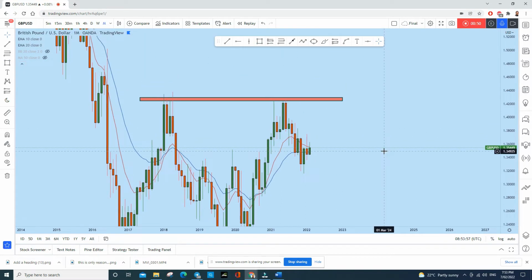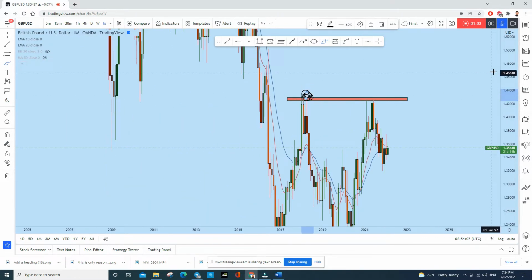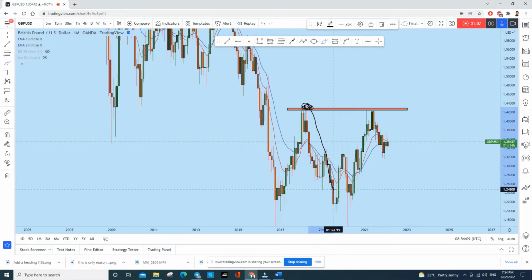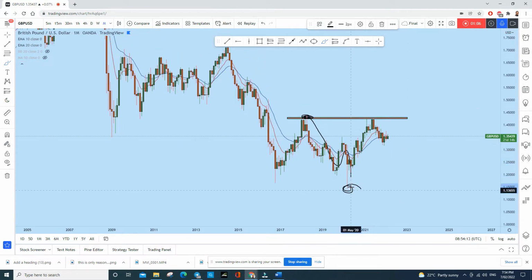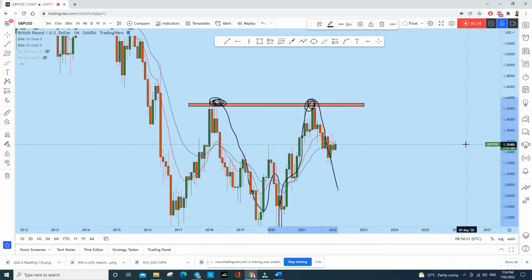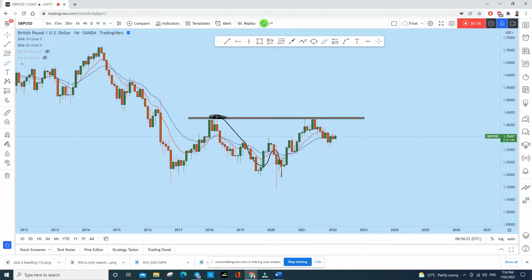On the bigger picture, first of all, let's draw this very important level of resistance on the monthly time frame. Why have I drawn this resistance? Quite a few monthly candles rejected from here, and then the price dropped for a very long time, created the lowest possible price, and then went back up to the same resistance, and we see a rejection from the same resistance for a couple of months.